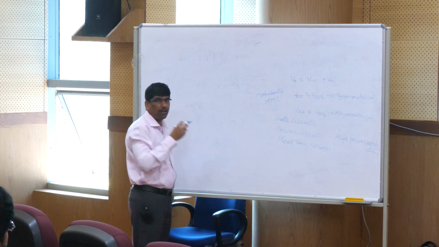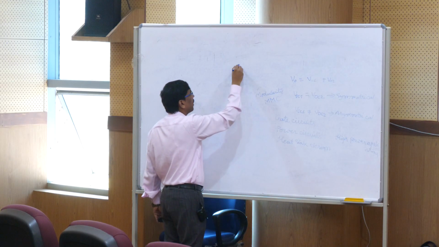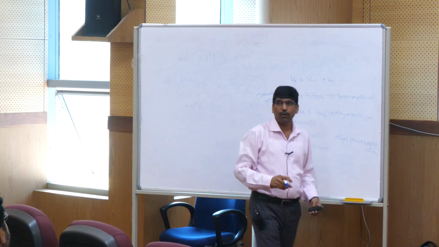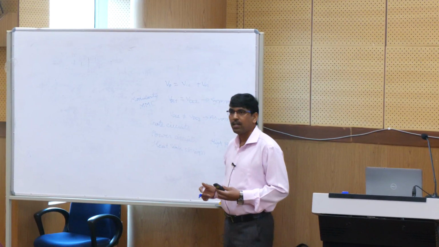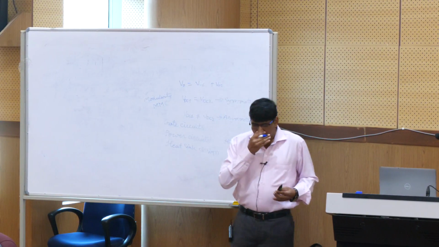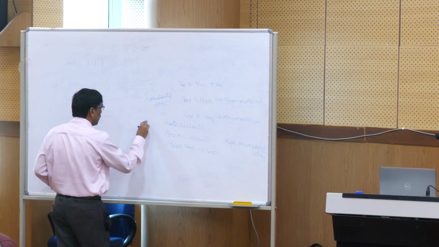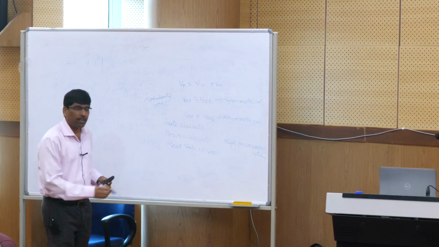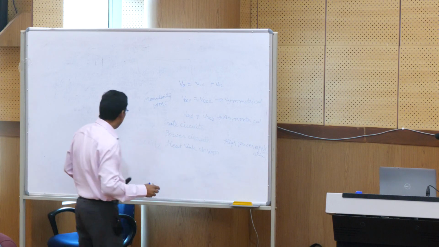Suppose you have a 3-phase rectifier or a 6-pulse rectifier. What is the output frequency of your 6-pulse rectifier? The output frequency is going to be 300 Hz, that is 50 into 6, in the case of a 6-pulse rectifier.